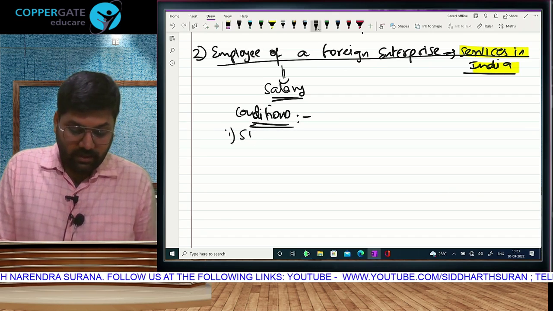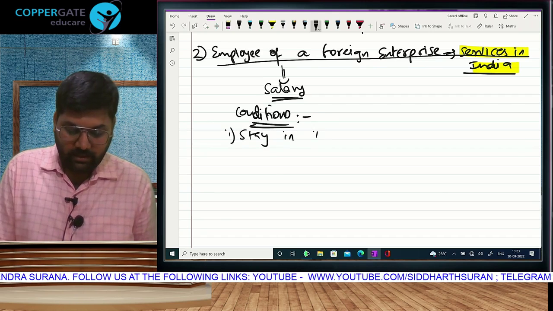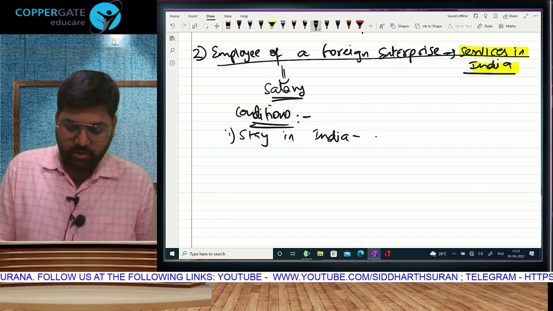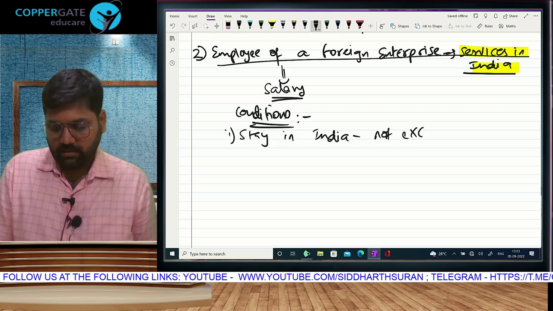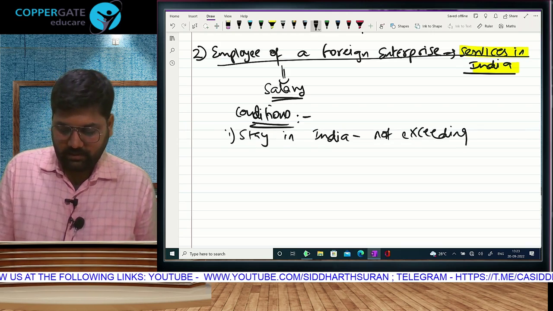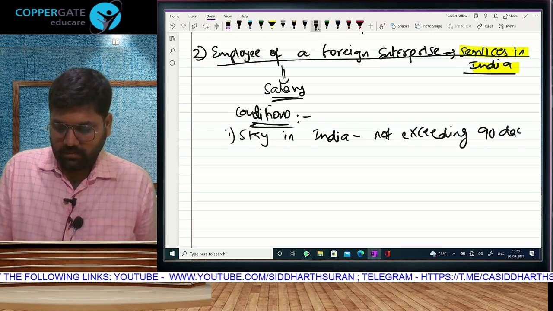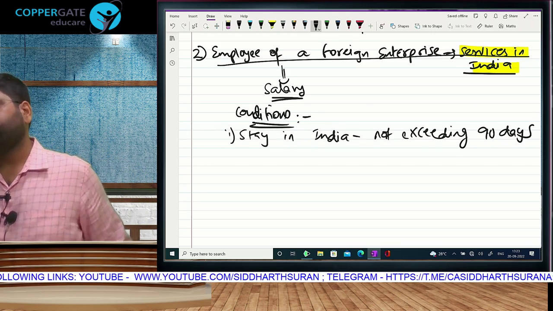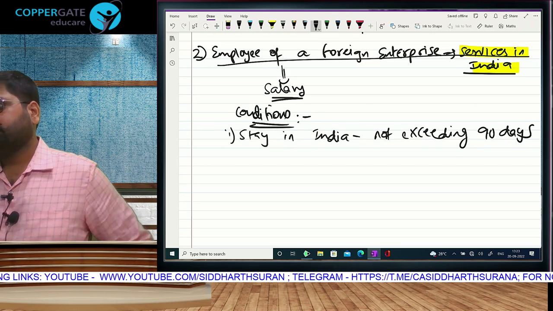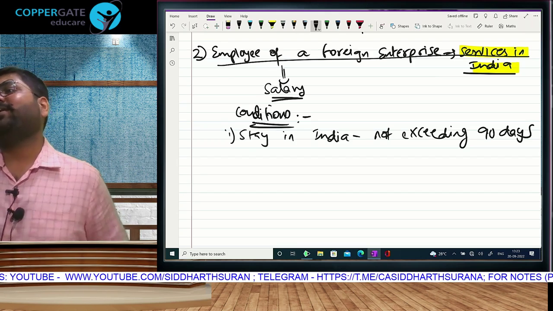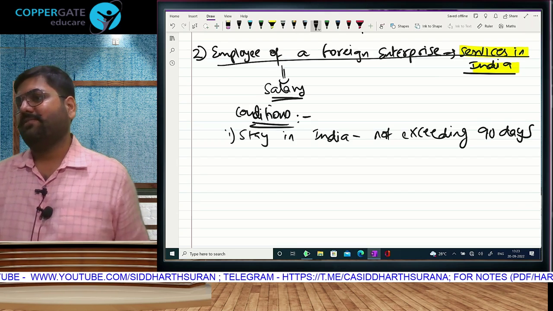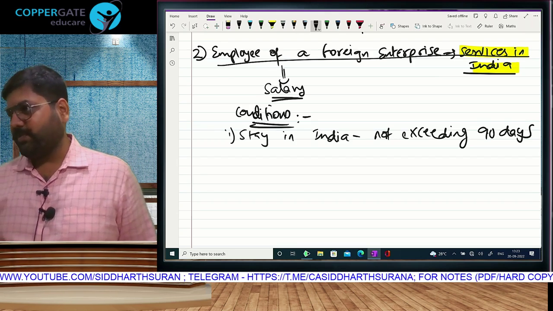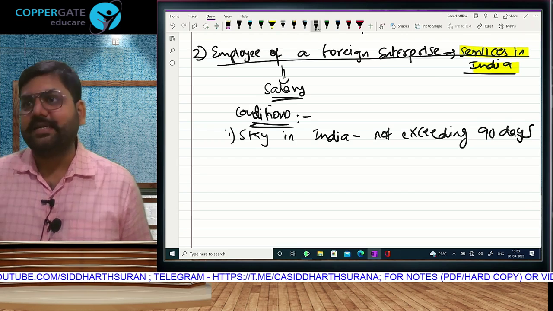Condition 1, his stay in India should not be exceeding 90 days. So he is coming to India for a temporary period. A foreign enterprise is sending its employee.